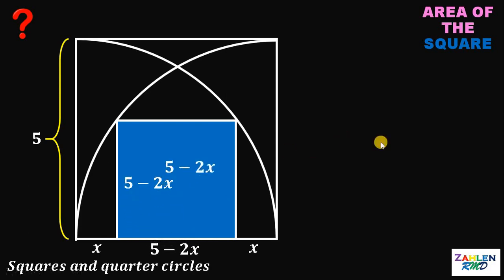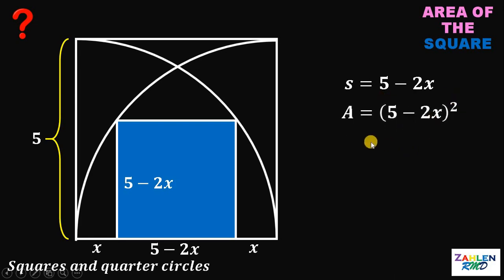Therefore, we know now the side of the square is equal to 5 minus 2x. And we want its area, so we need to square 5 minus 2x. Thus, the area of the square must be equivalent to (5 minus 2x) raised to 2. Now, our goal is to solve for the value of x, substitute the value of x in this equation, and get the area of the square. Now, the question is, how do we get the value of x?